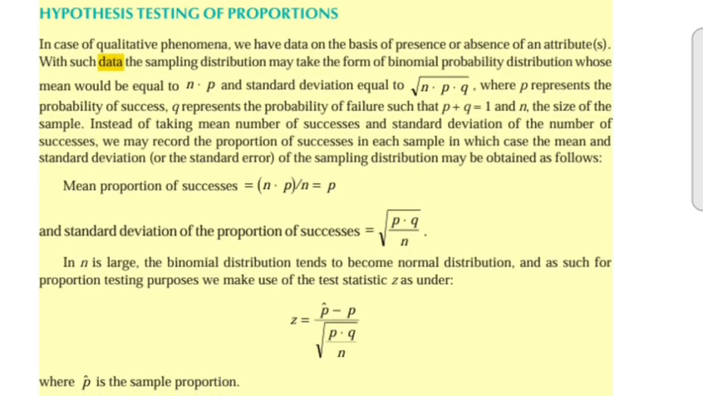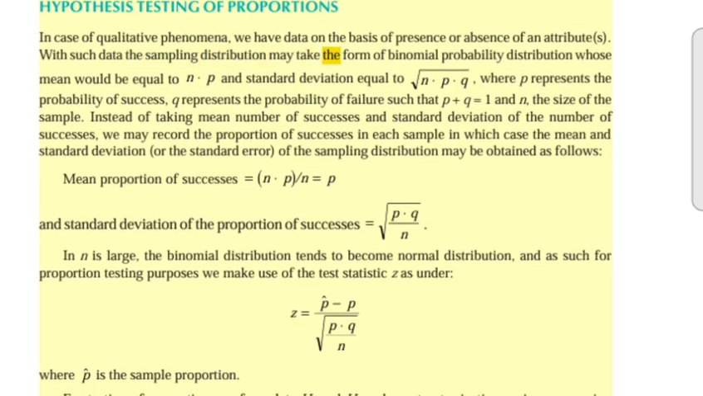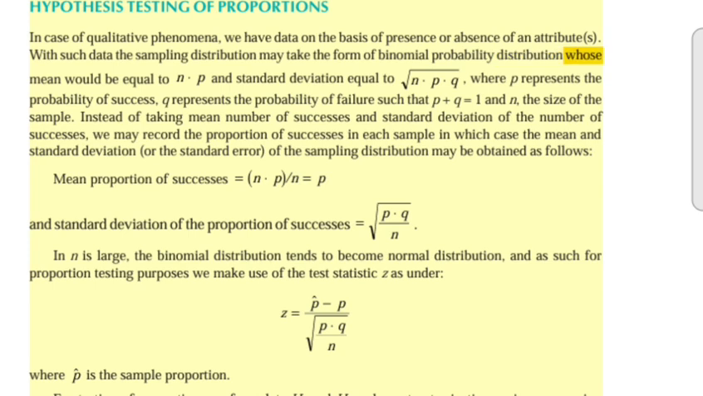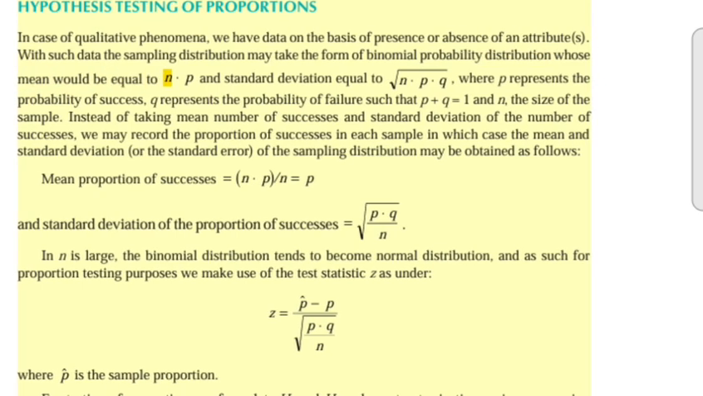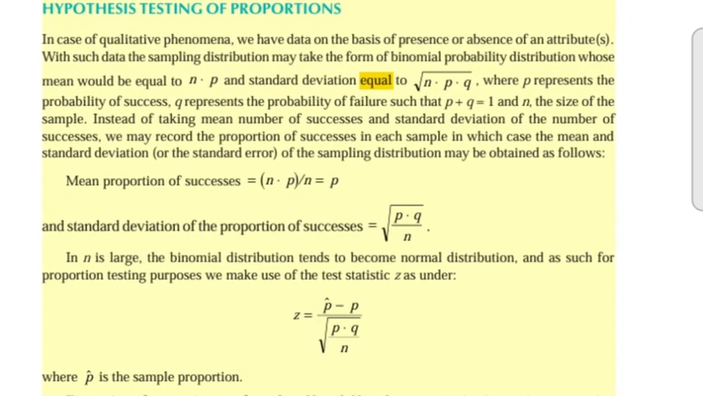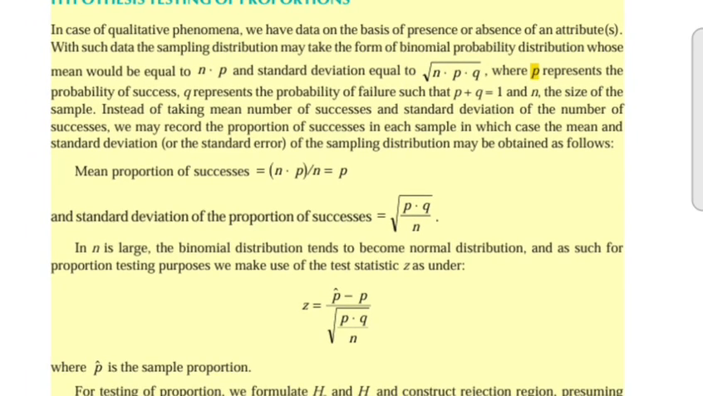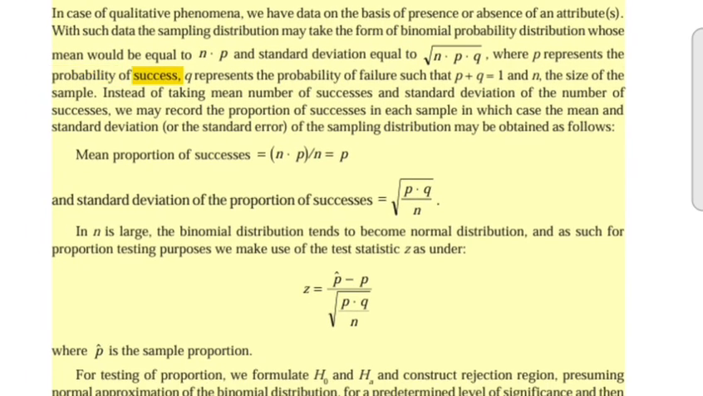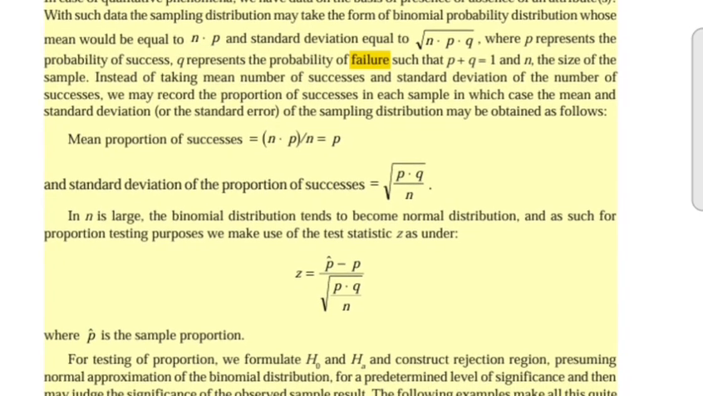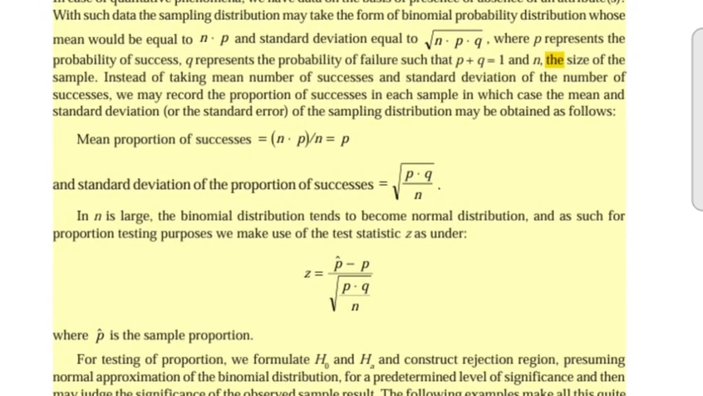With such data, the sampling distribution may take the form of a binomial probability distribution whose mean would be equal to np and standard deviation equal to √(npq), where p represents the probability of success, q represents the probability of failure, such that p plus q equals 1, and n is the size of the sample.